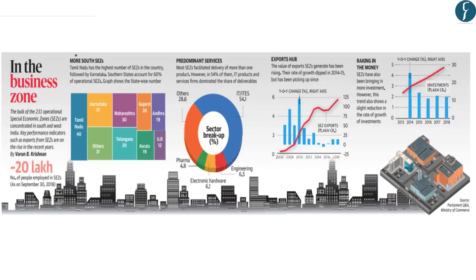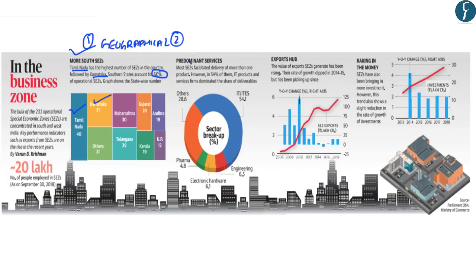Now regarding the geographical distribution of the location of SEZs, they are more concentrated towards the south and the western part of India. And as you can see in this infograph, Tamil Nadu has the highest number of special economic zones in the country. And Tamil Nadu is followed by Karnataka, and southern states account for 60% of the operational SEZs. So as you can see, Tamil Nadu has 40 special economic zones, followed by Karnataka which has 31. And also other southern states are leading in terms of creation of special economic zones.